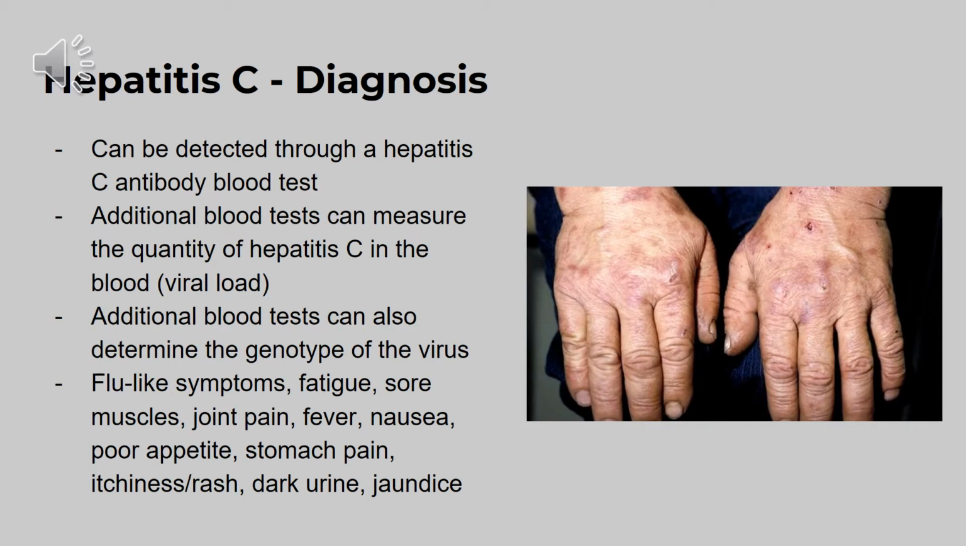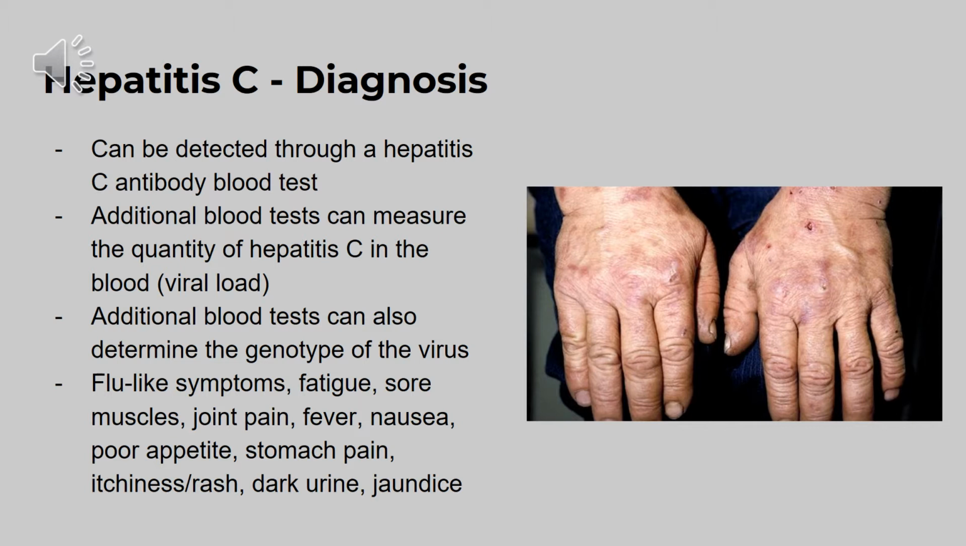As far as diagnosing hepatitis C, this can be done through what is called a hepatitis C antibody blood test. Additional blood tests can also be used that can measure the quantity of hepatitis C within the blood, and this quantity is referred to as the viral load. Additional blood tests can also be performed in order to determine the genotype of the virus.